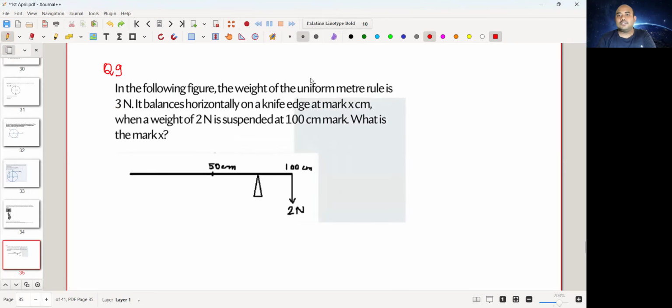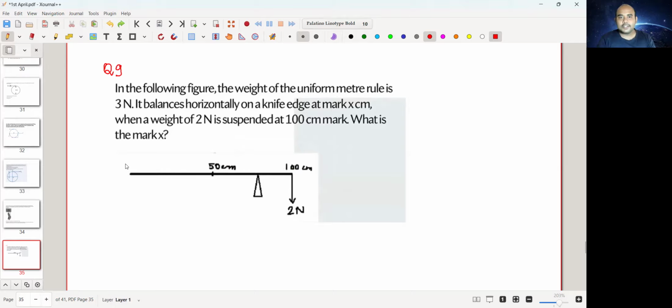Okay, so this is talking about a uniform meter rule. Now, what happens in a uniform meter rule? The mass of this meter rule is uniformly distributed. And what does it also mean? It means that the center of gravity lies at the midpoint of this meter rule. So the entire length of this meter rule is 100 centimeter. Meter itself means it is 1 meter in length, which means 100 centimeter in length.